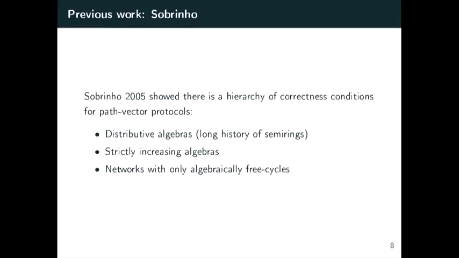So, thankfully, Sabrina came to the rescue in 2005 and showed that there is, in fact, a hierarchy of correctness conditions for path vector protocols. At the top, you have distributive algebras, which has been discussed in the long history of semi-ring routing. In the middle, you have strictly increasing algebras, and at the bottom, you have networks with only algebraically free cycles.